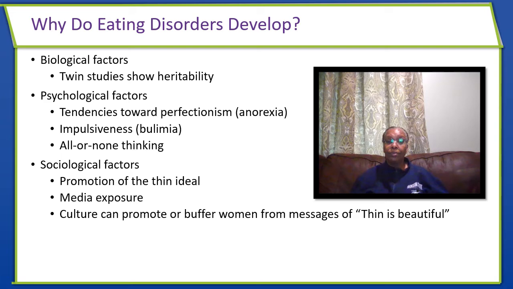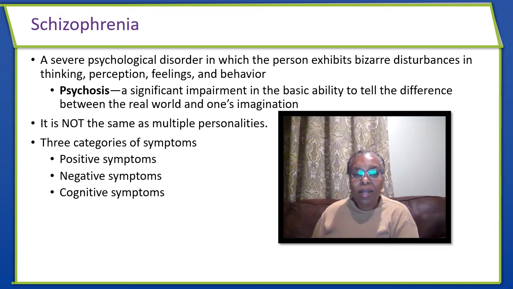All right, so let's talk about schizophrenia. This is a psychological disorder that's on a very severe side of the spectrum. Here, a person would have problems, particularly bizarre disturbances, with their thinking, their perceptions, how they feel, and the different behaviors that they'll present.